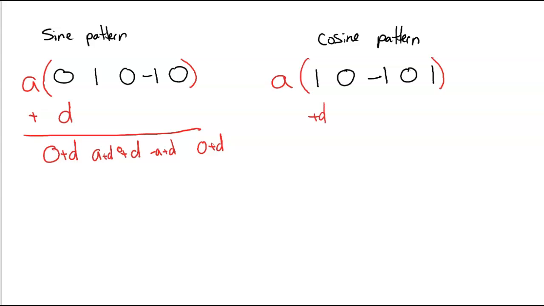I would multiply by a, add my d, so it'll just be a plus d. A times 0 is just 0, so this guy would just be d, negative a plus d, d, and then a plus d. So notice that my first and last numbers are always the same. Same thing on my sine pattern. The first and last numbers are always the same.